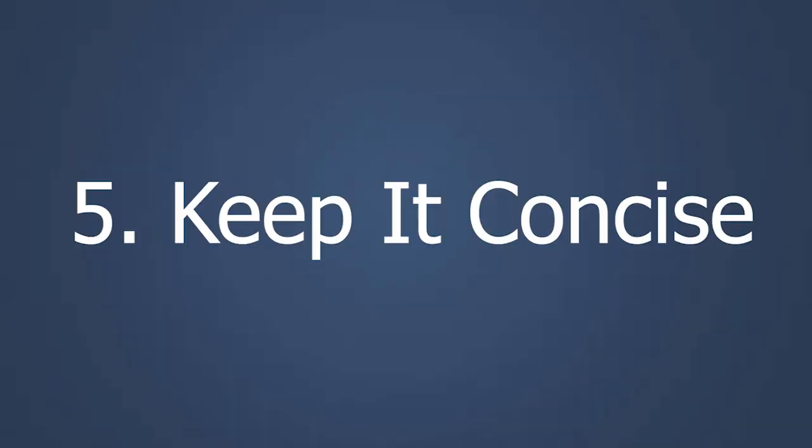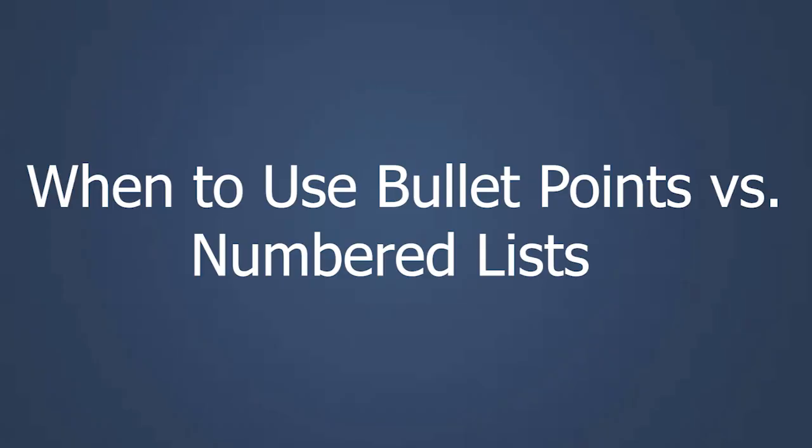Keep it concise. Each bullet point should be brief and to the point. Avoid long sentences or complex phrases. The goal is to convey the essence of the information in as few words as possible. When to use bullet points versus numbered lists. Bullet points. Use when the order of the items is not crucial. It is ideal for listing items of equal importance or for general categorization. Numbered lists. Use when the sequence, procedure, or ranking is important. Helpful for steps, instructions, or items that need to be referred to by number.